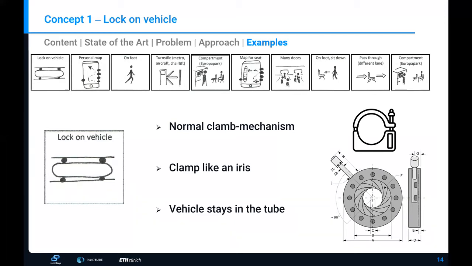And this lock on the vehicle can be realized with a clamp mechanism or possibly with a mechanism like an Aris, which you can see on the bottom right side. In this concept, the vehicle stays in the tube. So the doors are on the side of the vehicle and on the side of the tube wall.